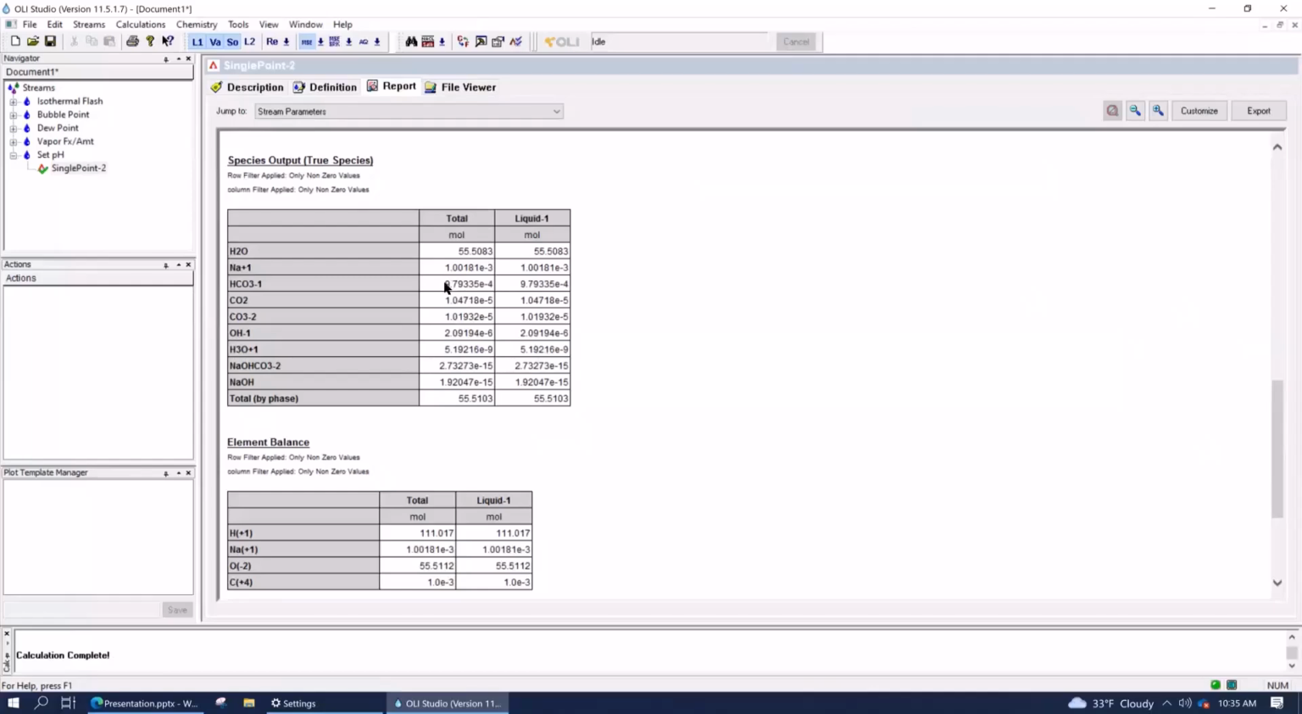Remember, I added 10⁻³ moles of CO2, and 98% of it is as the bicarbonate ion. You've got a little less than 1%, or maybe about 1%, as CO2, and another 1% as the carbonate anion. So at 8.33, we can see how the system has now distributed itself. And then, of course, there's some hydroxide and acid present, as well as some complexes. But those complexes are very, very weak. So we can pretty much ignore those.